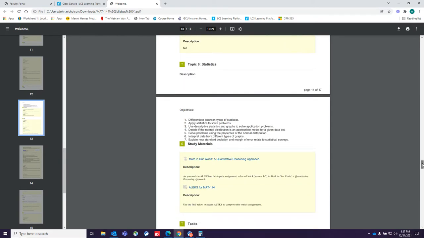4, decide if normal distribution is an appropriate model for a given data set. Normal distribution is also called the bell curve distribution. It should be familiar to you by that name. It's used to evaluate IQs, income, heights. It's a good model for a lot of different popular data sets and statistics.